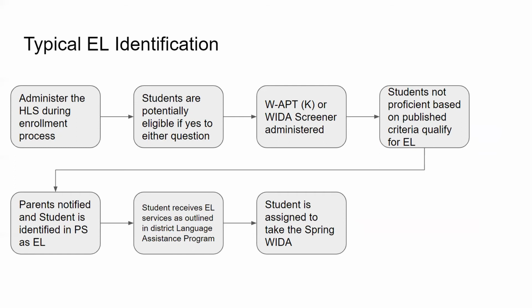Parents are notified and the student is identified in PowerSchool as an English learner. And then the student would receive English learner services as outlined in the district's language assistance program. And the student is then assigned to take the spring WIDA, which is the state assessment that's given every spring for English learners.